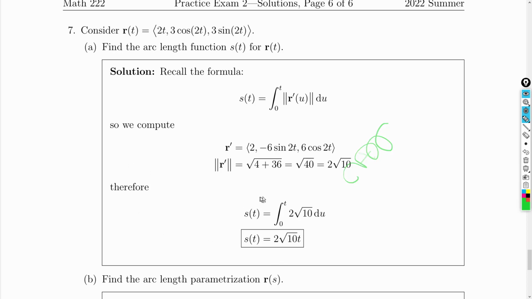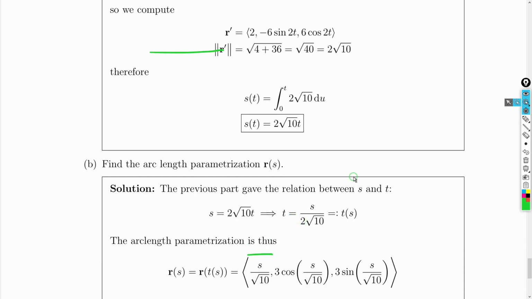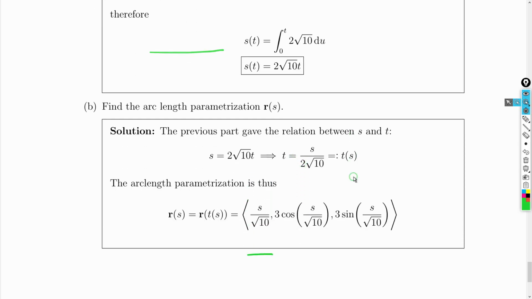Okay. All right. Magnitude here, that's just this number. We integrate that. Integral of a number is pretty easy. You end up just getting the t there. So that is our arc length function, s of t. And this is the part that is probably confusing. It's hard to explain how the way that this works, I find.